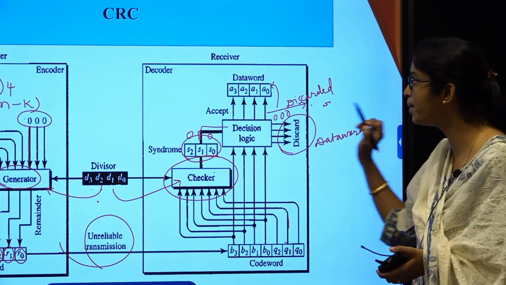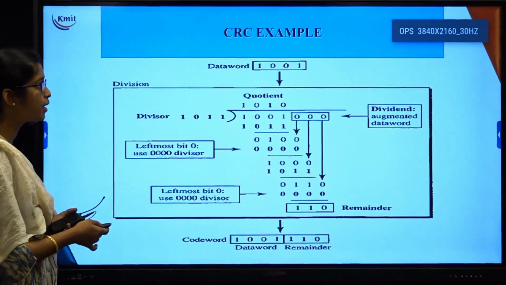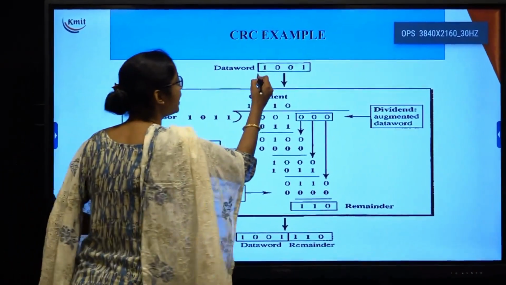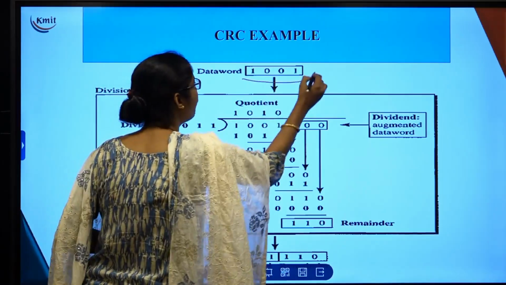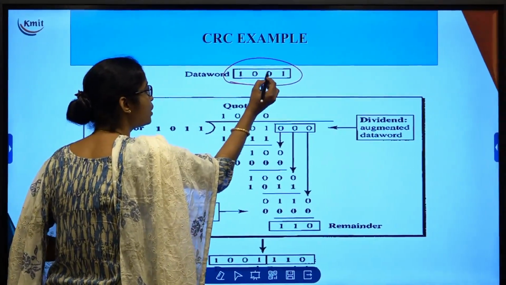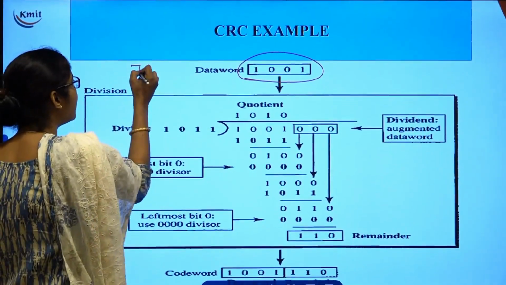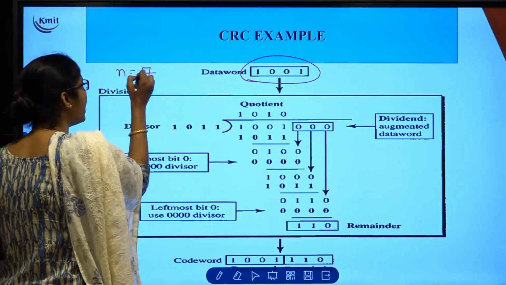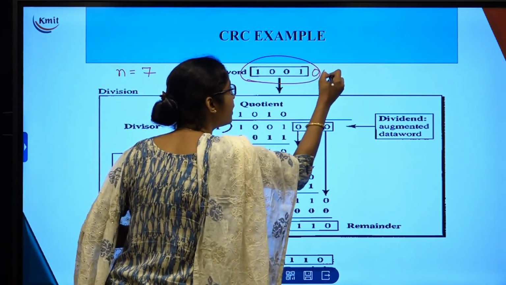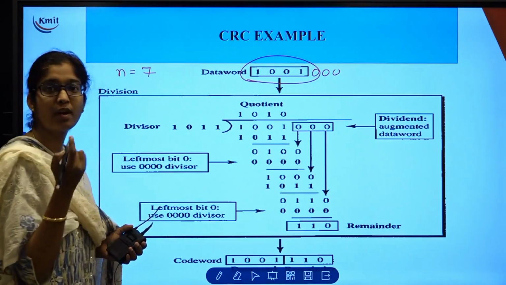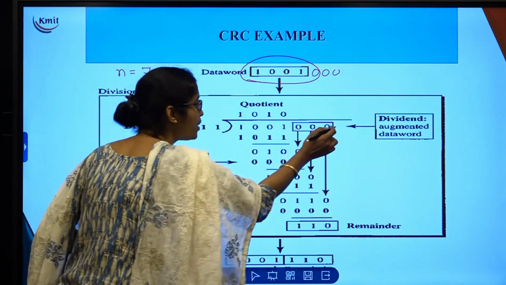So this is the idea behind cyclic redundancy check. Now let us see an example. I have a 4-bit data word to be transmitted: 1, 0, 0, 1. How many zeros will I add? My code word n should be taken as 7. So I will add 3 zeros to the right side of the message. So I have added 3 redundant 0 bits here.